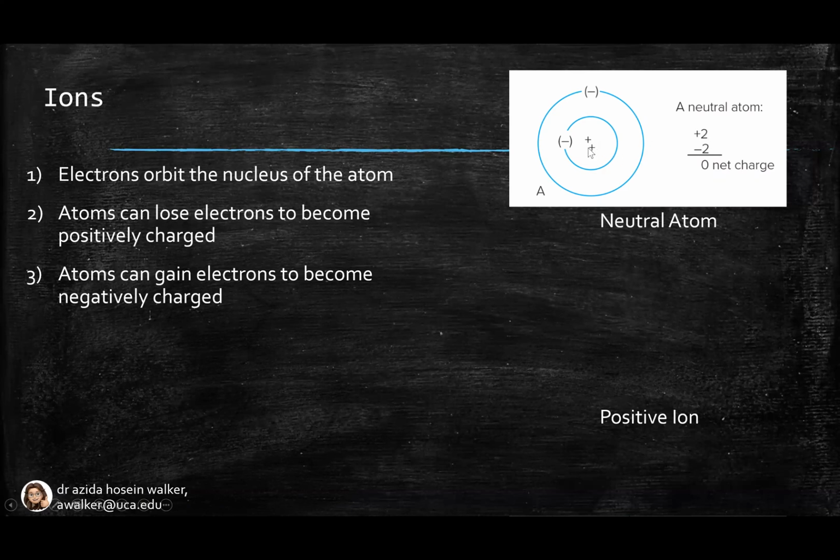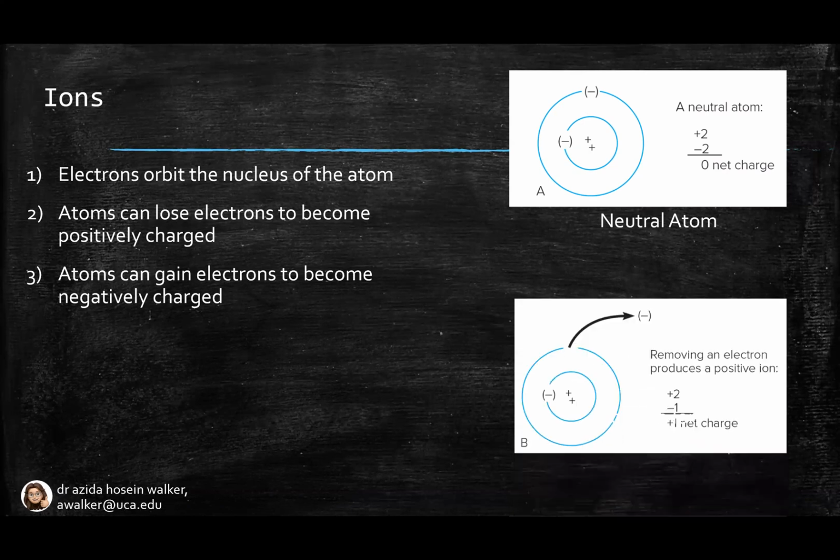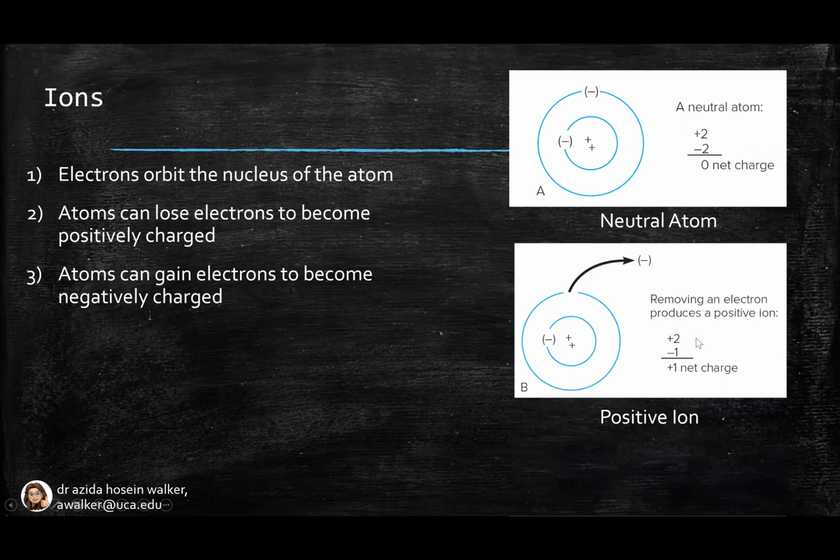In this case, in the nucleus, in the center here, we see 2 positive charges, and orbiting the nucleus, we see 2 negative charges. When we add them all up together, plus 2 plus minus 2 gives us a 0 net charge, hence we have a neutral atom. In the case where one of the outer electrons is removed from the atom, we have 2 positive charges in the nucleus and a negative charge surrounding the nucleus in an electron shell. Plus 2 minus 1 gives us a net charge of positive 1. Hence we have a positive ion.